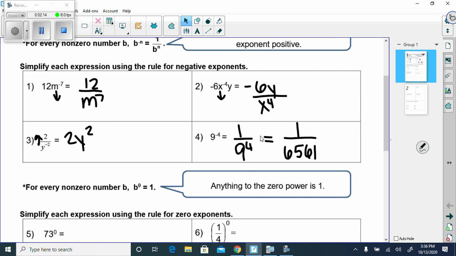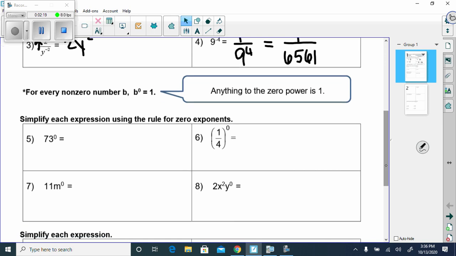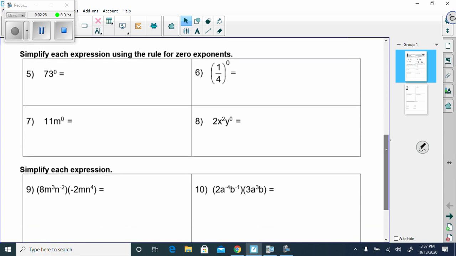Alright. Okay, so that's our rule about the negative exponents. Our other rule said if you have some base b raised to the 0 power, the whole thing just becomes 1. Right? So on number 5, 73 to the 0 is just 1, 1/4 to the 0 is just 1. Alright, but then you got to be careful when there's multiple pieces. Does the 11 become 1? No, because it's not being raised to the 0. So I still have the 11, but the m to the 0 will become 1, so I have 11 times 1.